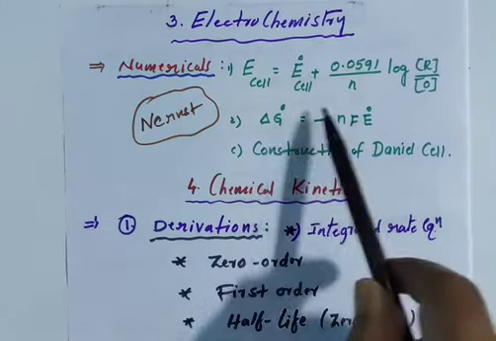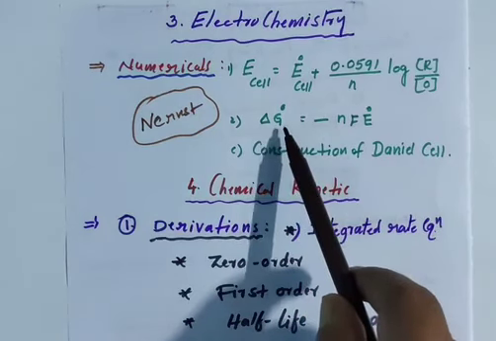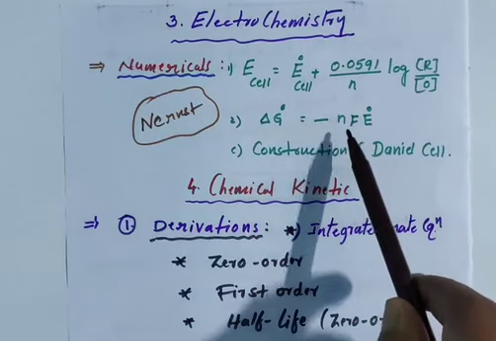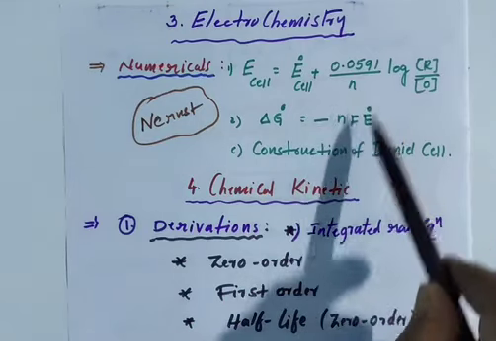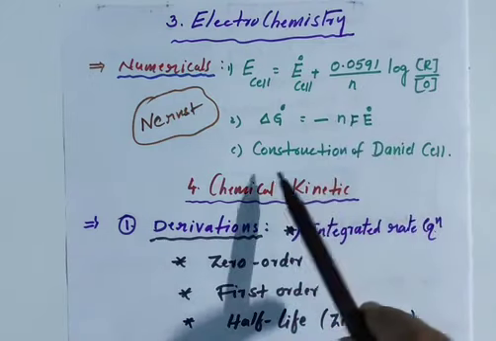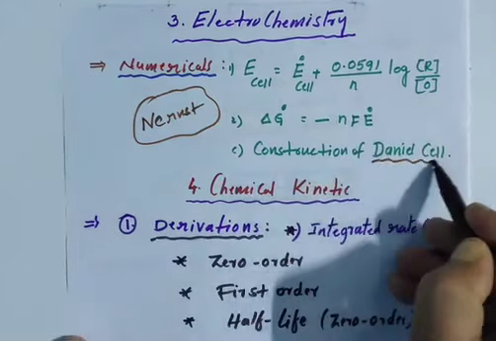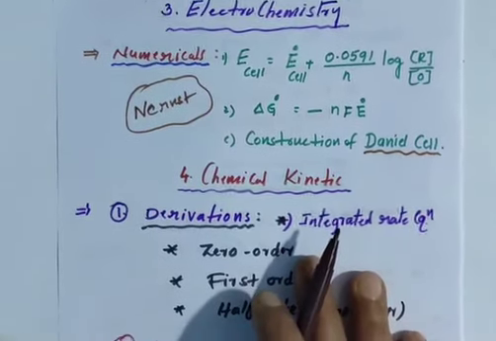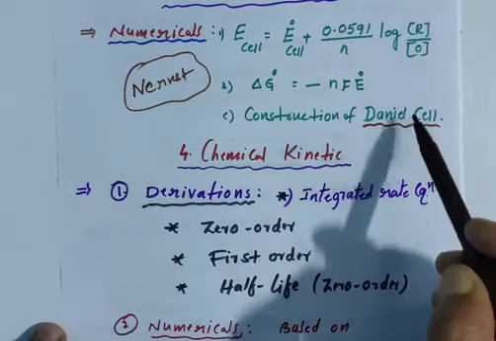Sometimes they will ask for the Gibbs energy change. So delta G naught equals minus nFE naught, and there is a chance to get this numerical. Another is the theory question, that is construction of the Daniell cell. So this is the strong area in electrochemistry to get a 3 marks question.